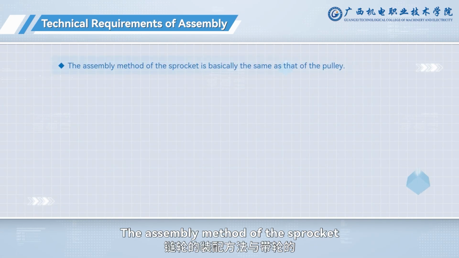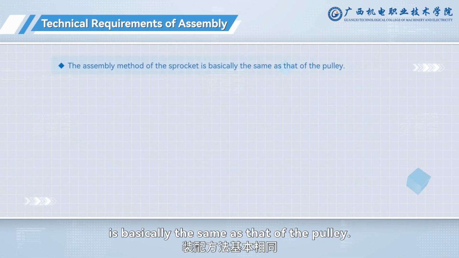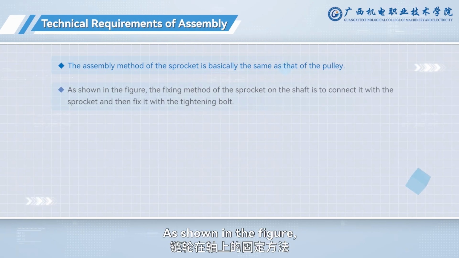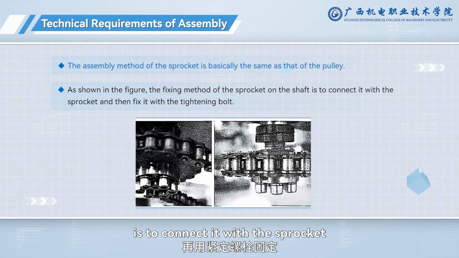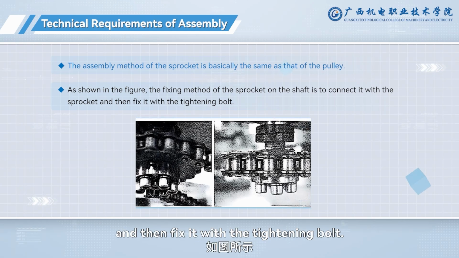The assembly method of the sprocket is basically the same as that of the pulley. As shown in the figure, the fixing method of the sprocket on the shaft is to connect it with the sprocket and then fix it with the tightening bolt.